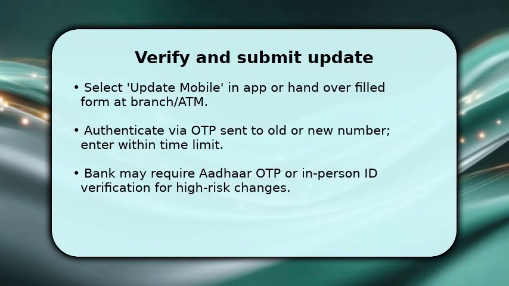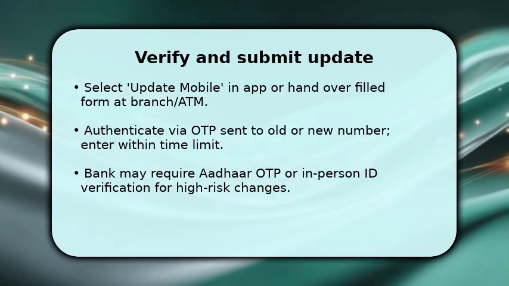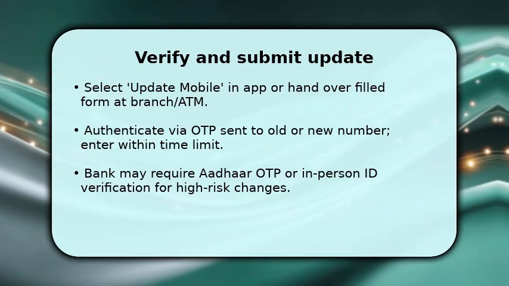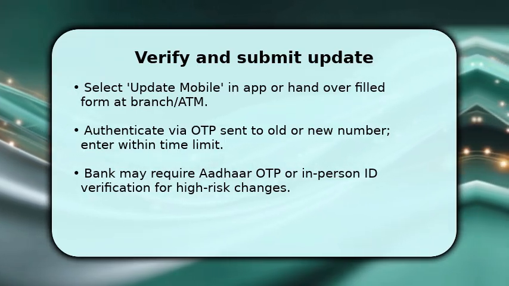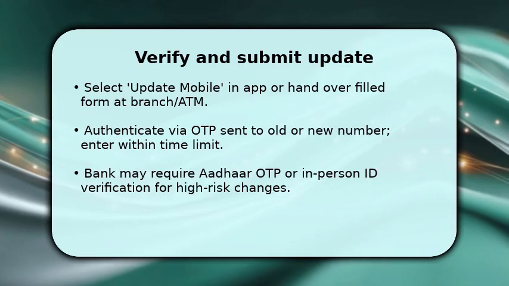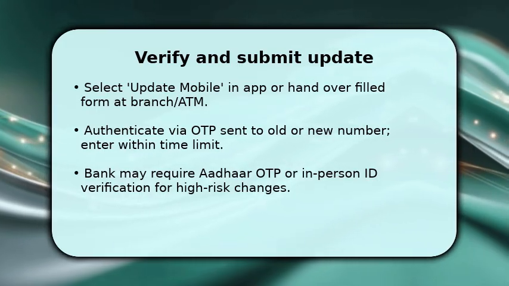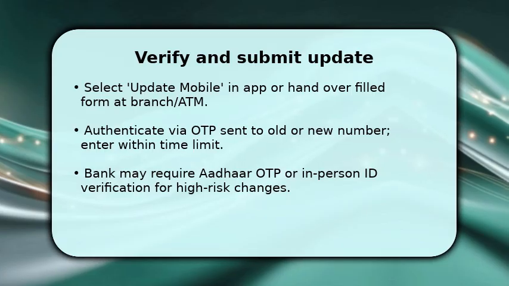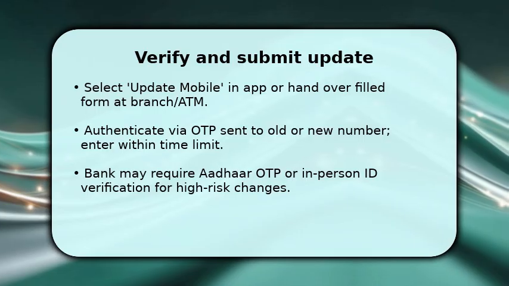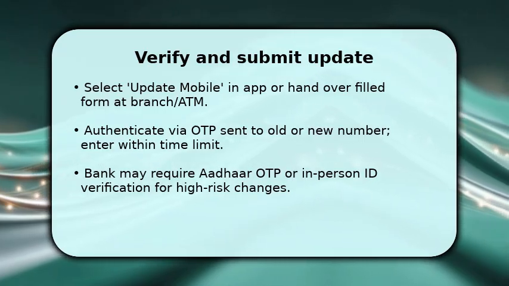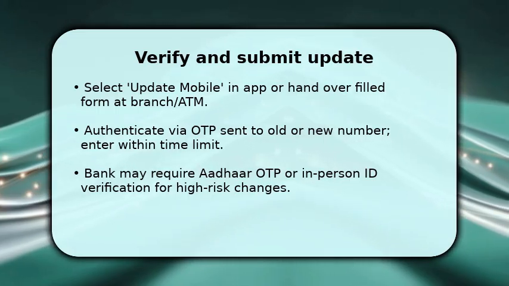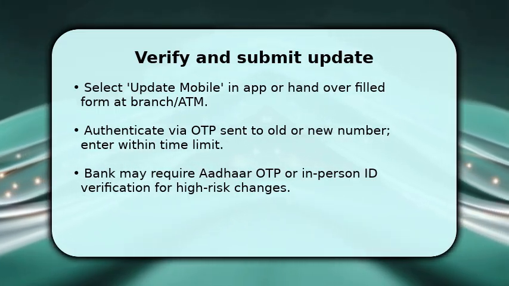You now follow the verification steps. In-app, choose Update Mobile, enter the new number, and request OTP. If in branch, submit the signed form. You will receive an OTP either on the old number or the new SIM. Enter it promptly. The system validates ownership. For added security, the bank may trigger Aadhaar OTP or ask for biometric or ID verification, especially for accounts with higher limits. Once the OTP and any KYC checks pass, the bank queues the change for process.